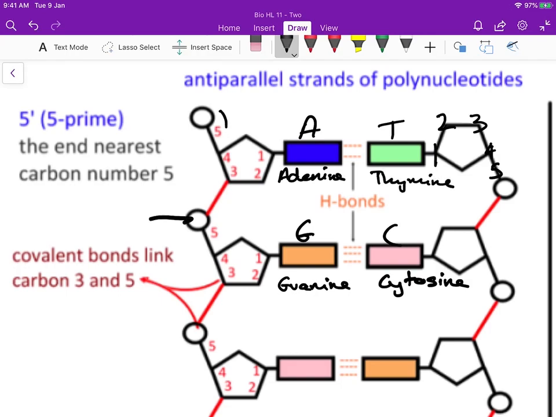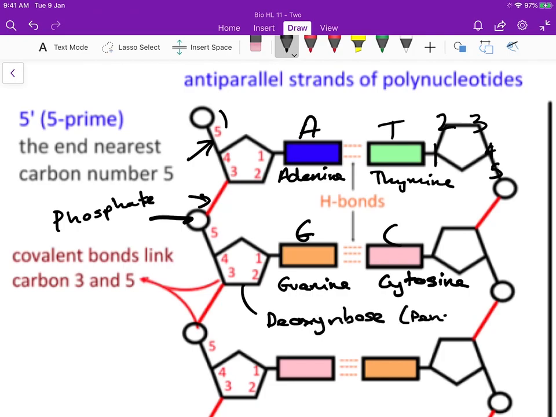Okay, we could then label our phosphate. These bonds between, these are phosphodiester. So you might see that written. You don't really need it for the marks. But these are the covalent bonds. That's the phosphate group. Then we're going to label our deoxyribose, which is our pentose sugar. We need to label our nitrogenous base. So nitrogenous base there.